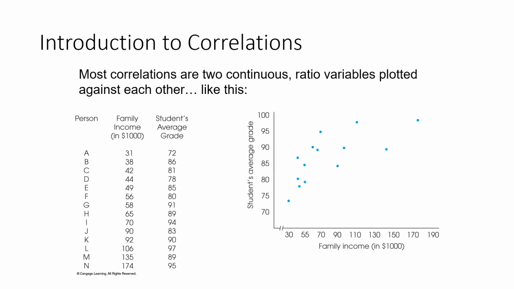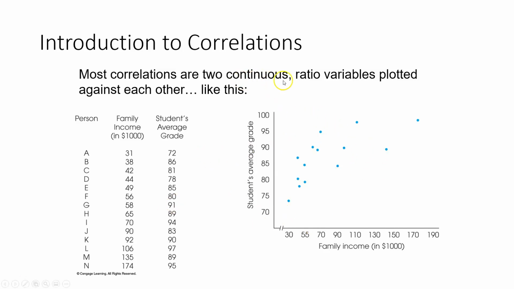This module has two major components. The first one is about the concept of correlation. Most correlations are between two continuous ratio variables that are plotted against each other like this graph.